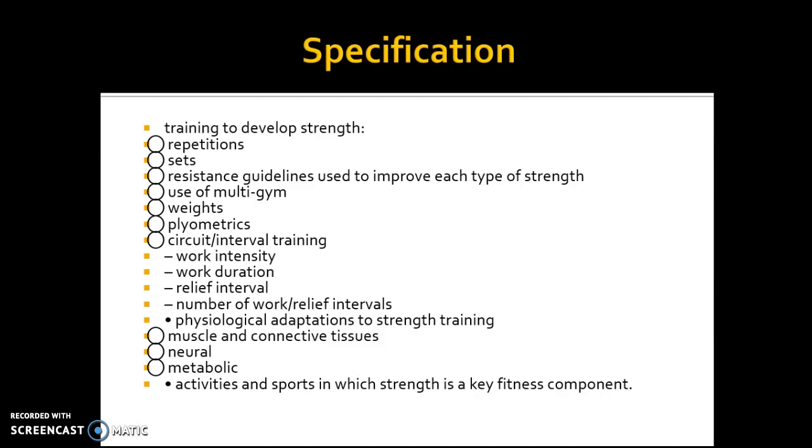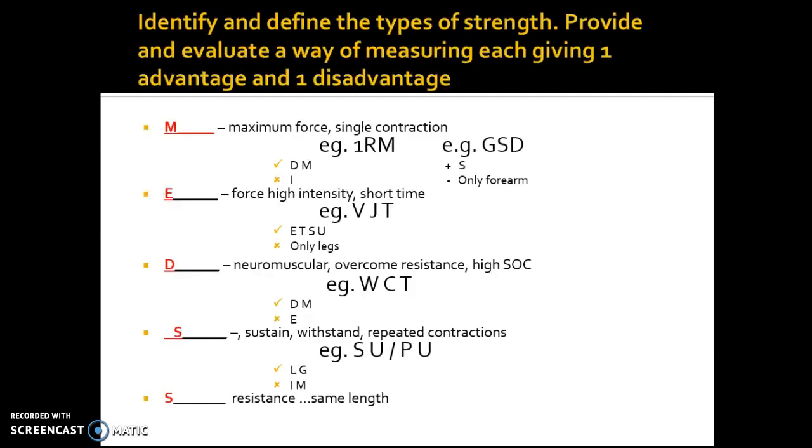Whenever you want to go back to the specification, you can. We start off then, first one: identify and define the types of strength, provide and evaluate a way of measuring each type of strength, giving an advantage and disadvantage. Okay, so if I got you to pause now, have a look at that, see what you can come up with.